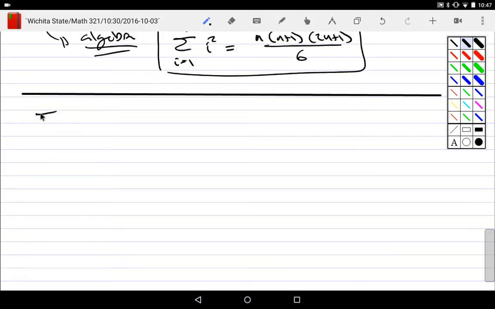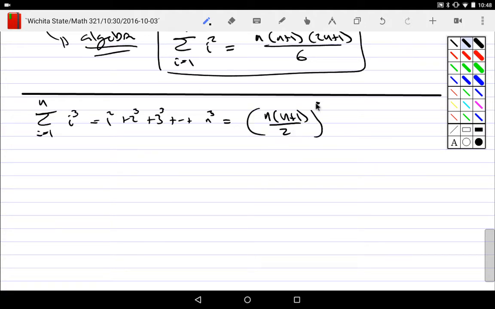On the other hand, the sum from i equals 1 to n of i cubed, 1 cubed plus 2 cubed plus 3 cubed plus everything up to n cubed. Instead of writing it the way the book writes it, it's nicer to write it this way, which is n times n plus 1 all over 2, the quantity squared. If you write it that way, the geometric proof kind of jumps out a little bit.